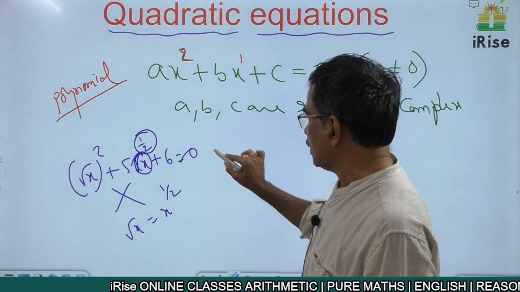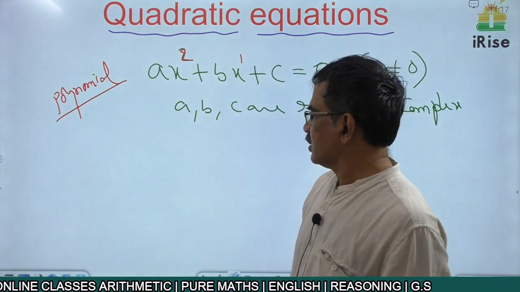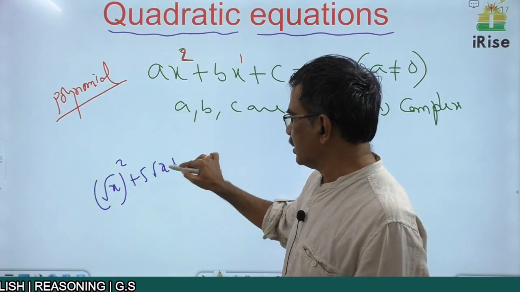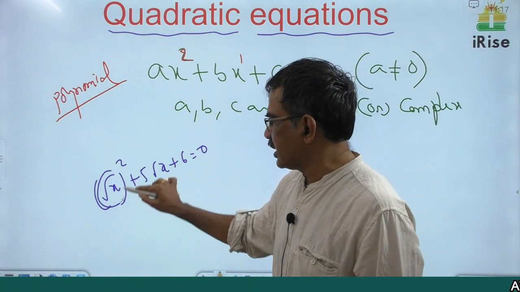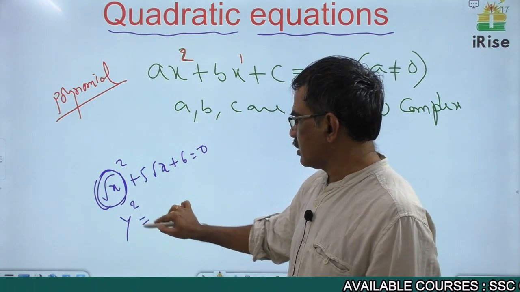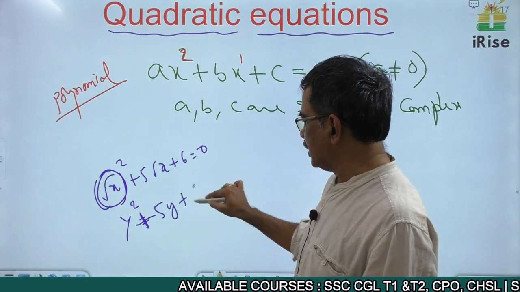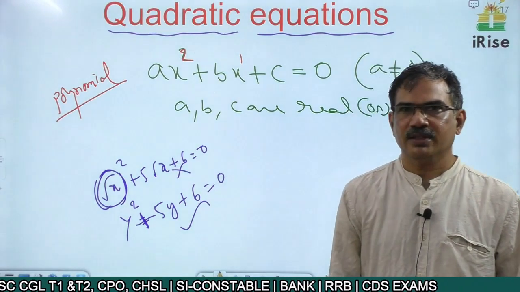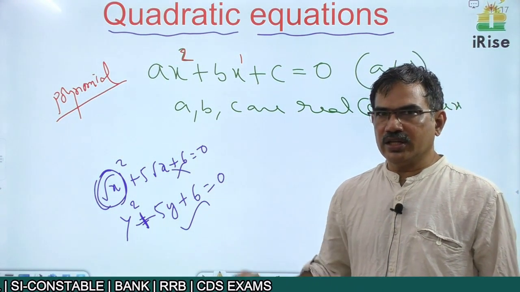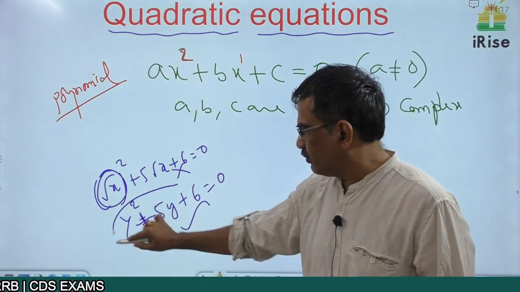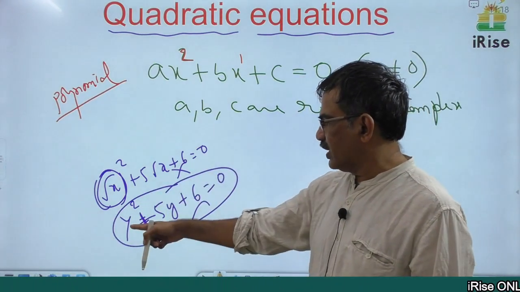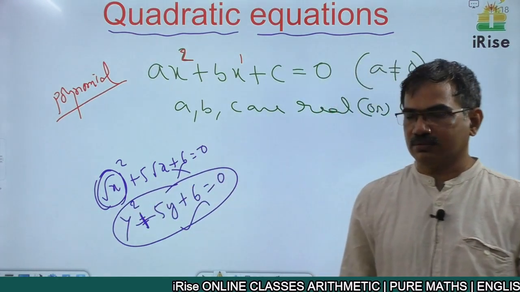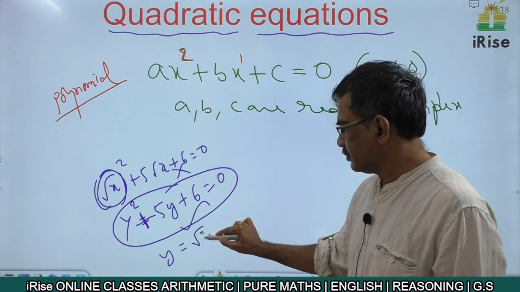But it can be converted to a quadratic equation. Root x whole square plus 5 root x plus 6 is equal to 0 can be converted by taking root x as y, giving y square plus 5y plus 6 is equal to 0. This is a quadratic equation, but the original is not. The values of y, after finding them, may or may not satisfy the original equation. Here y is equal to root x.